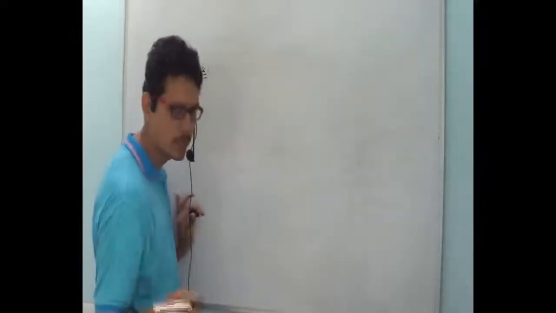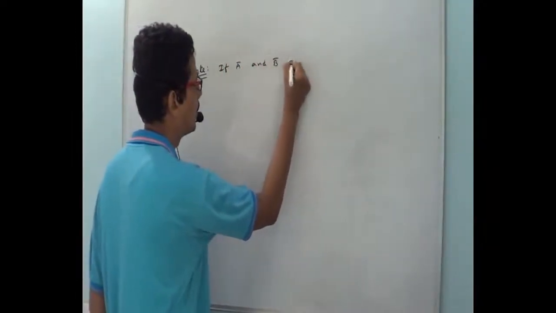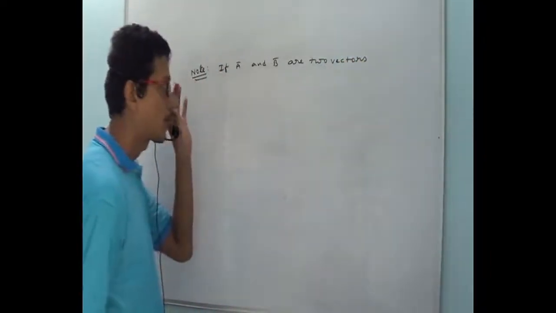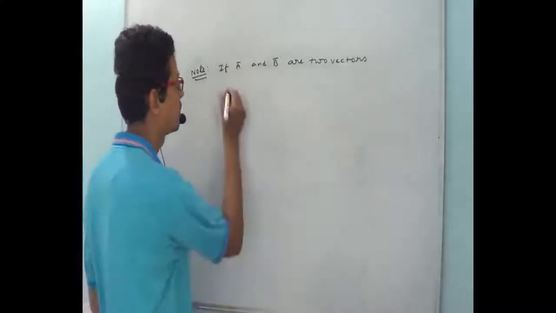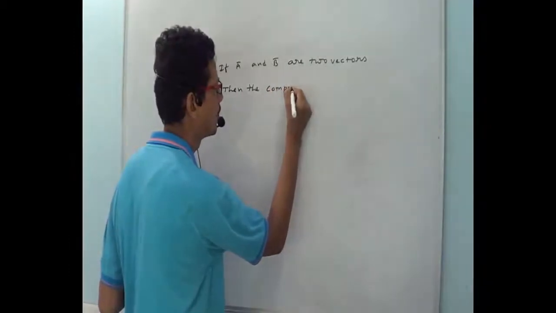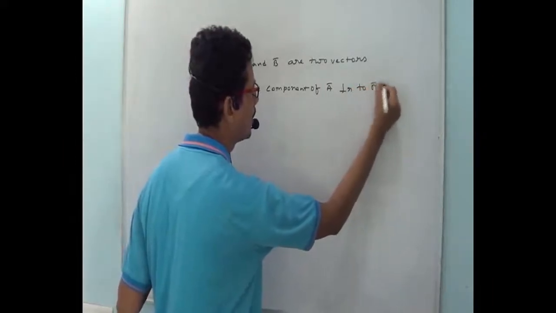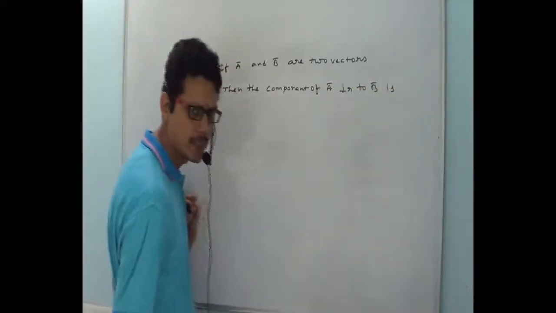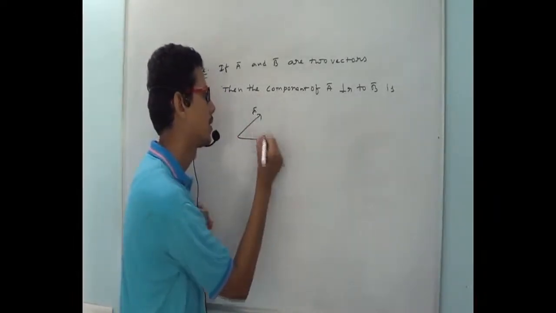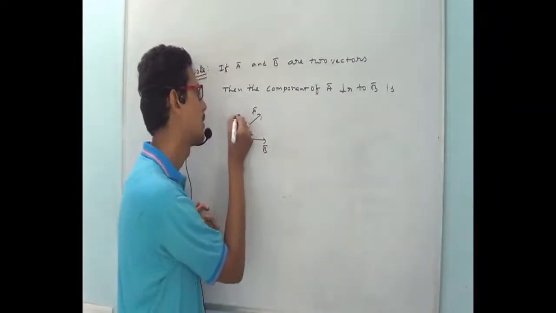If A bar and B bar are two vectors, then the component of A bar perpendicular to B bar is A sin theta. A bar is like this and B bar is like this. And what is this? A cos theta is the component along B bar. What is this? A sin theta, na?